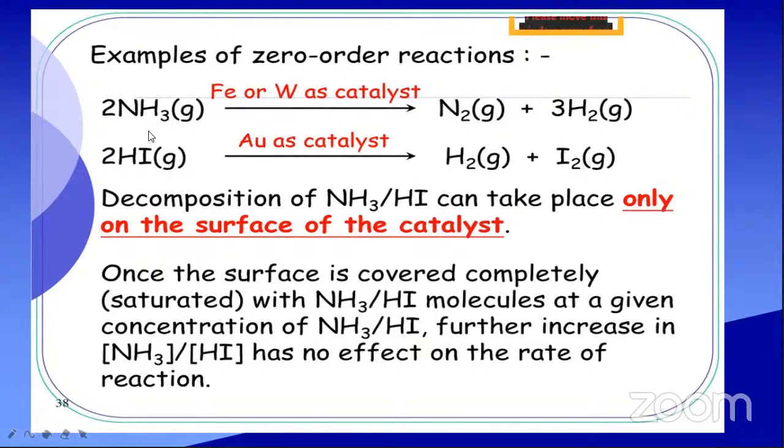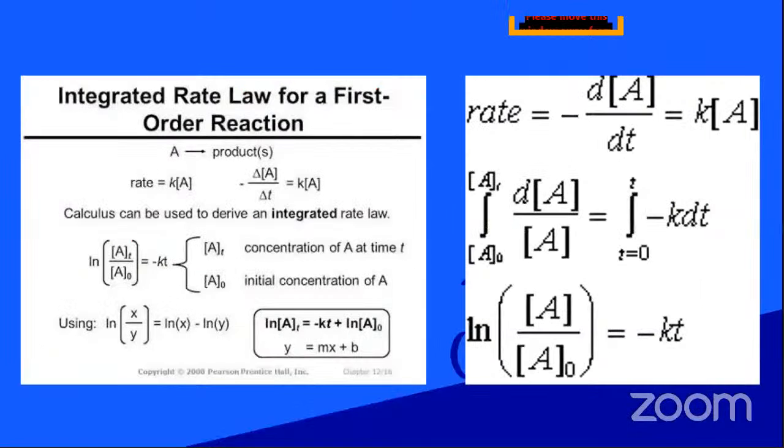You take 10 molar, 0.01 molar, any molar, it does not depend upon that. That's why these two are the examples for the zero order reaction. Next, first order reaction: the derivation of the integrated rate equation for the first order reaction.